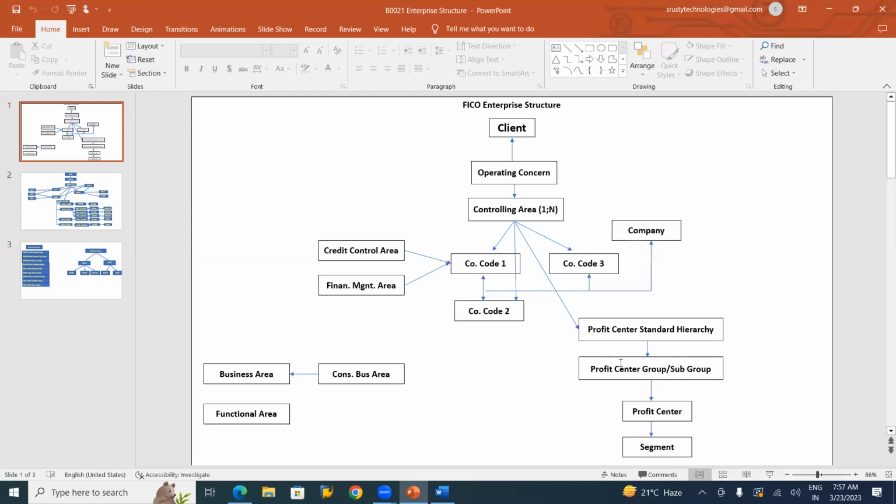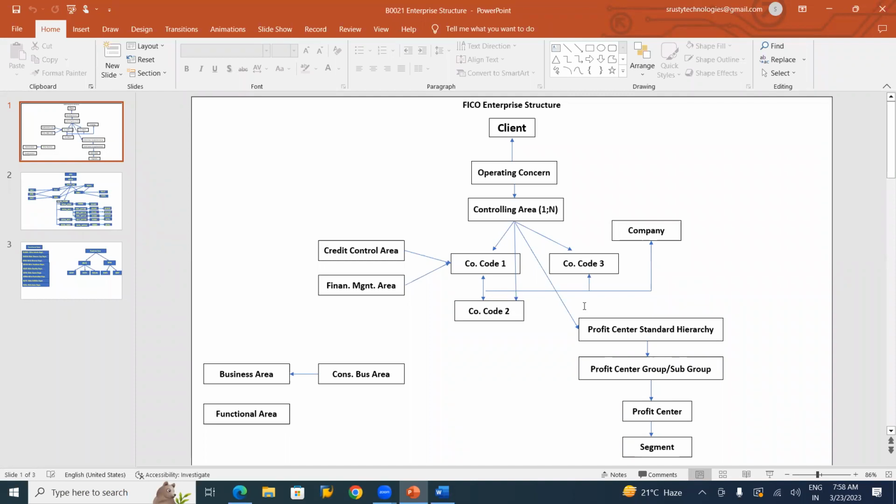So we need to create the profit center standard hierarchy. Before that, we need to create the controlling area. Next, we need to create the profit center standard hierarchy. Under the profit center standard hierarchy, we need to create profit center groups or subgroups. Under profit center groups or subgroups, the last one, we will create the profit center. This structure, this hierarchy, we are going to call a node. Right? So in total, how many nodes, how many hierarchy levels can we have? A maximum of 9.